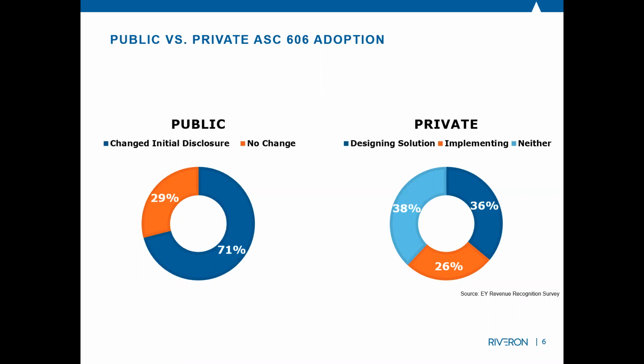Looking at the private company graphic, you can see that private companies still have plenty of work to do, with only 26% in the solution implementation stage. Many private companies are still designing solutions, such as establishing IT systems or business process requirements, while the other 27% are still in the assessment stage.